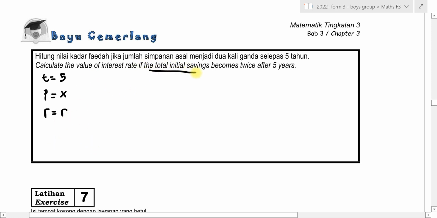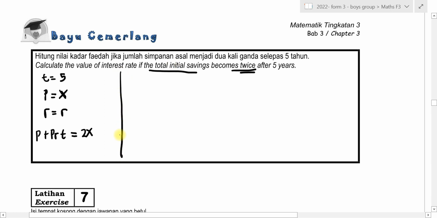The total saving become twice, right? Twice the initial saving. That means the P plus PRT is the total saving, correct or not? This is the total saving, right? Total saving formula is this one, right? Yeah. So if principal you put x, P plus PRT it become 2x. Do you agree? Twice means become 2 kali ganda, betul tak?